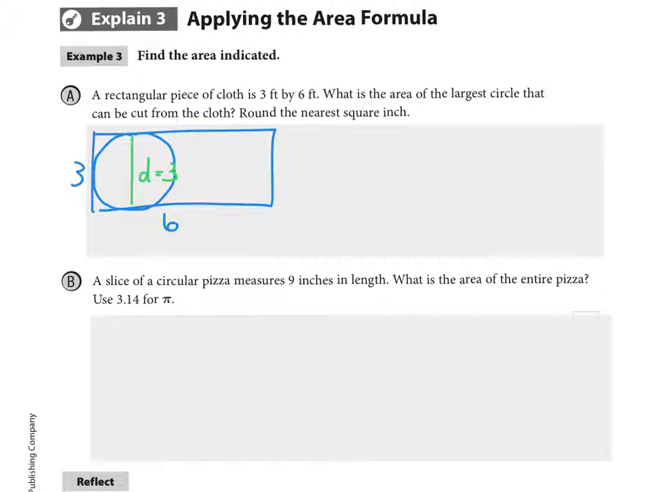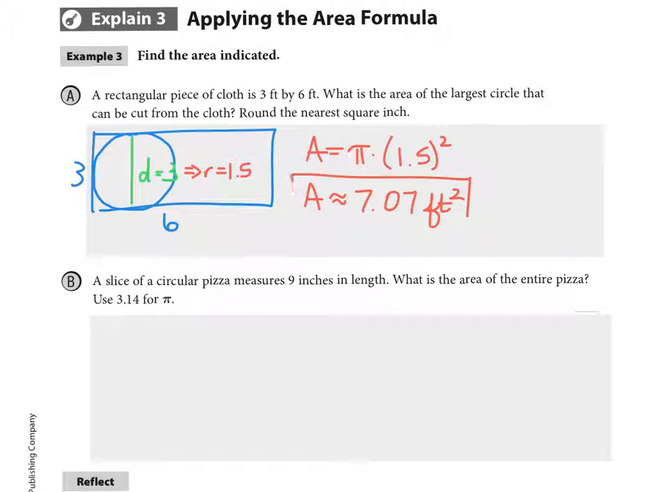If the diameter is 3, then my radius is 1.5. So area equals pi times r squared. And since they don't indicate what to use for pi, I'm going to assume that means to use the pi button in my calculator, which I've done. So the area is going to be approximately, because I'm not leaving pi in my answer, 7.07. And since we're talking about area, that's going to be feet squared.